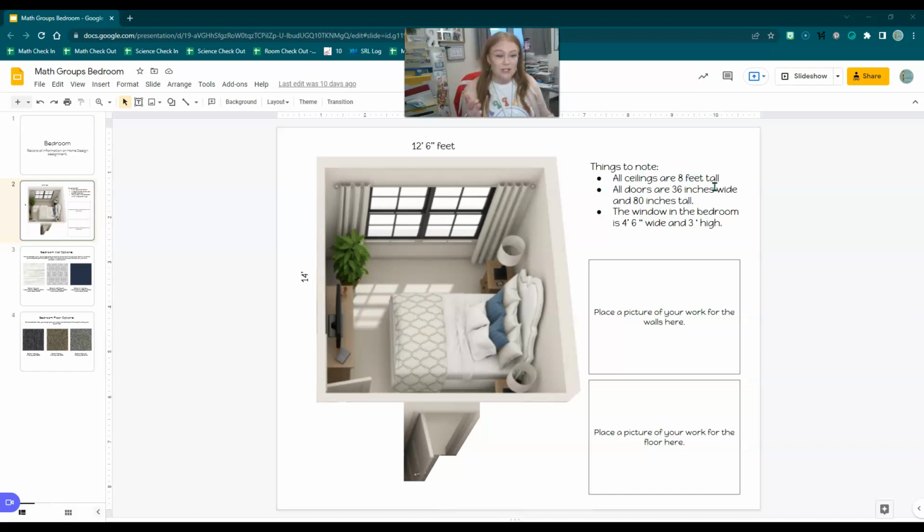So it gives you the door dimensions in inches. So they're both in inches. So I would start with them in inches and then change them over to feet.